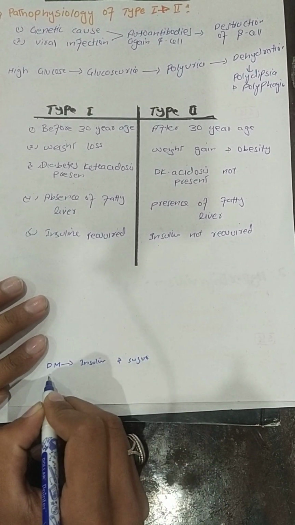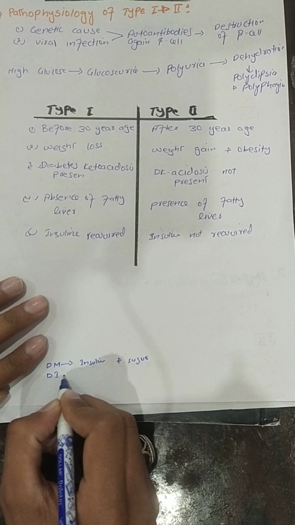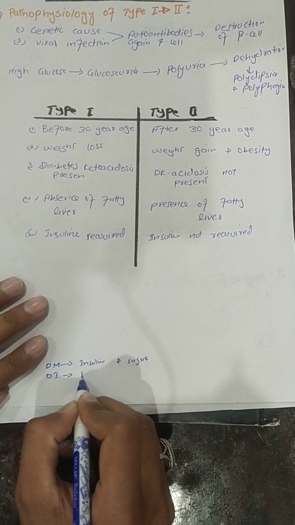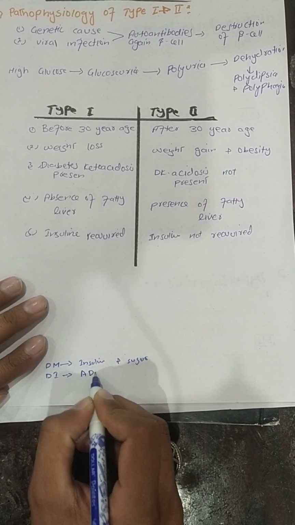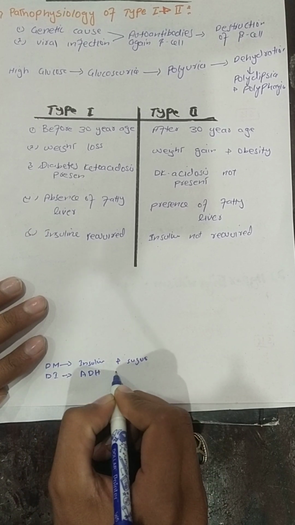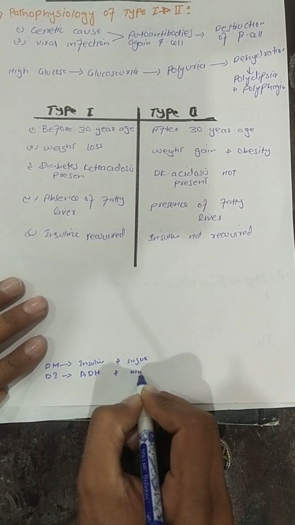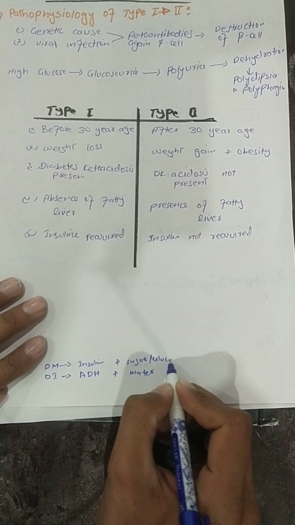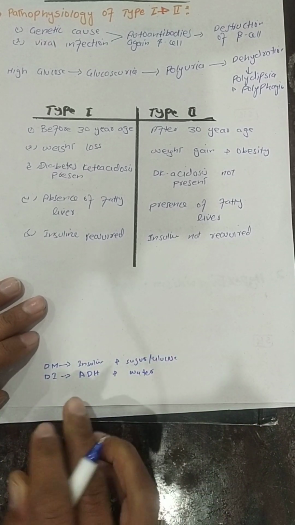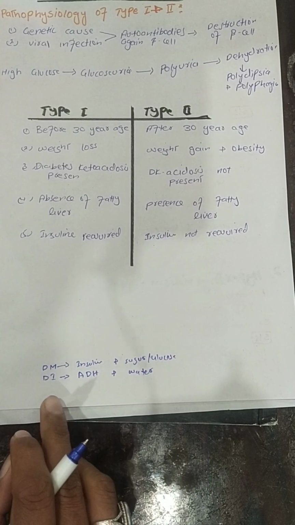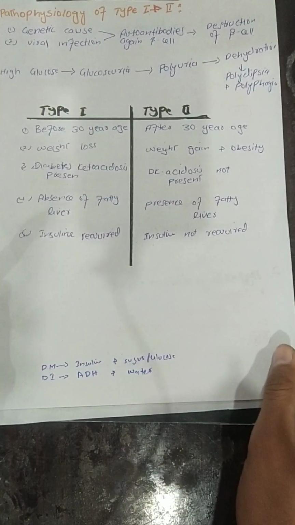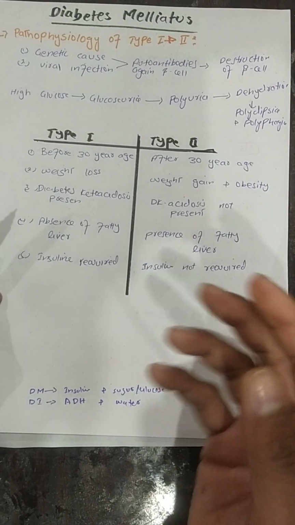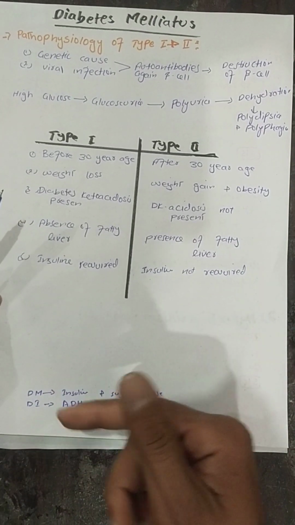But diabetes insipidus is related to a hormone which is not insulin, but ADH. It is related to water regulation, not glucose and sugar regulation. So this is the main difference. Now we come to diabetes mellitus, which is the main topic. I just wanted to tell you the difference between these two.